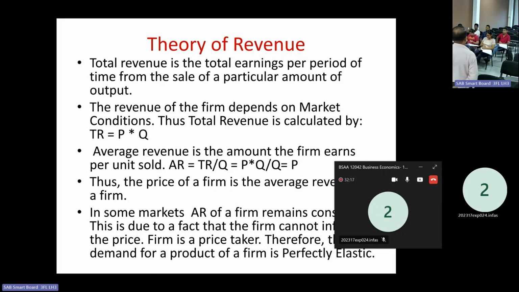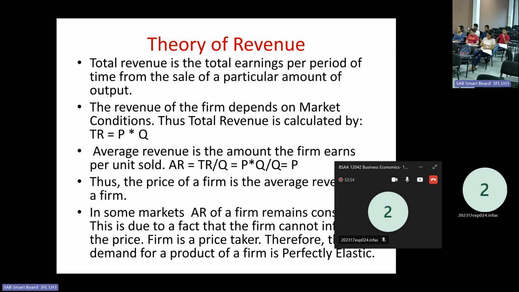Now, for an example, if the firm has a single product at 20 rupees per unit, and the market demand or sale of the product is 1,000 units, then the total revenue is 20,000. That means price into quantity. Q means the total demand, and P is the price of the product. So that is the total revenue.